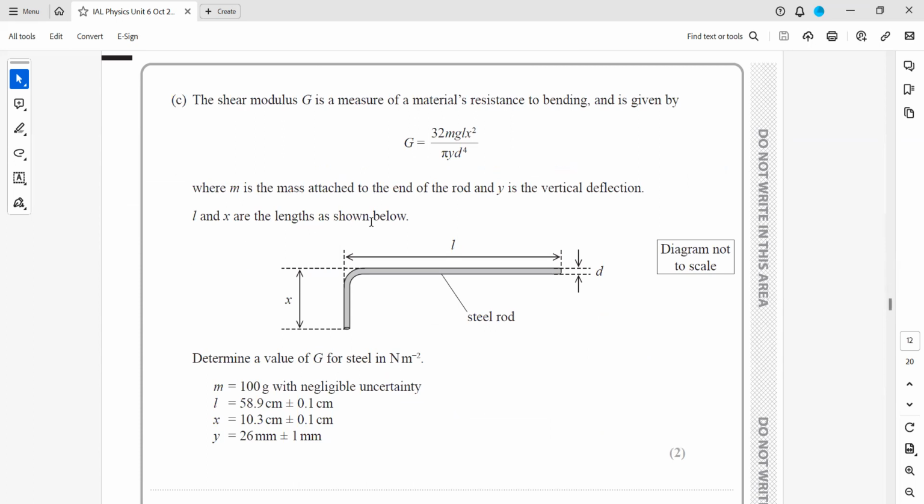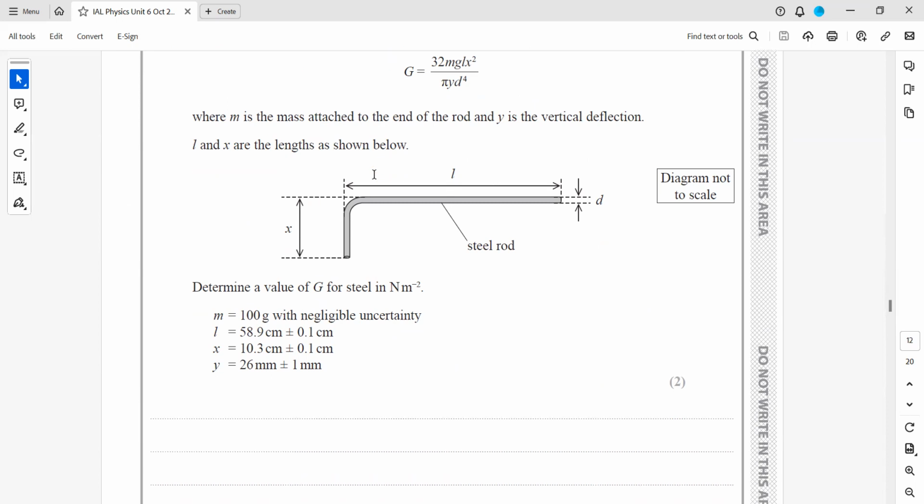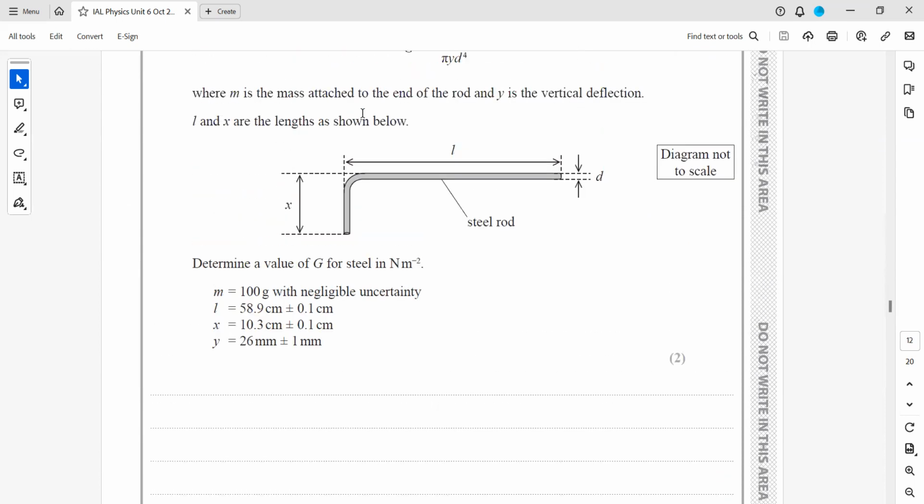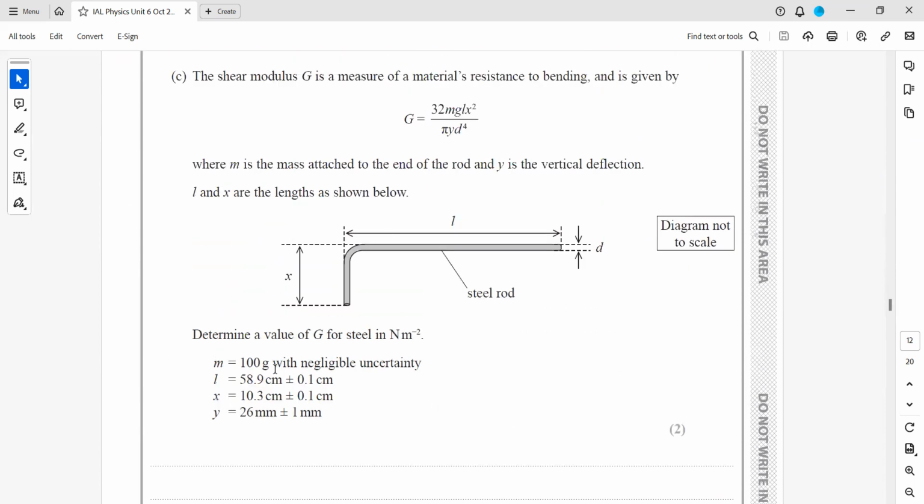Shear modulus G is given by this equation. Determine the value of G. So you just have to substitute the values here, all the things are given. M is given as 100 gram, but SI units are important, so converting to kilogram. Millimeter is there, converting to meters. This one is in centimeter, converting to meter. This one is in centimeter, converting to meter. This one is also in millimeter, converting to meter.